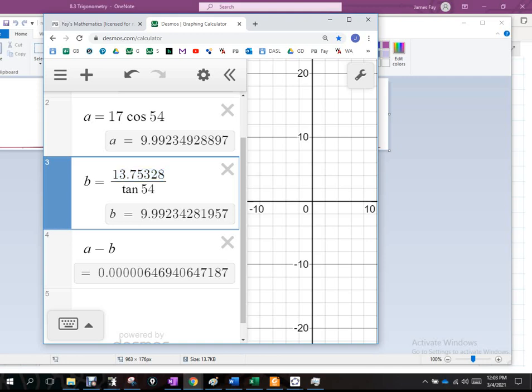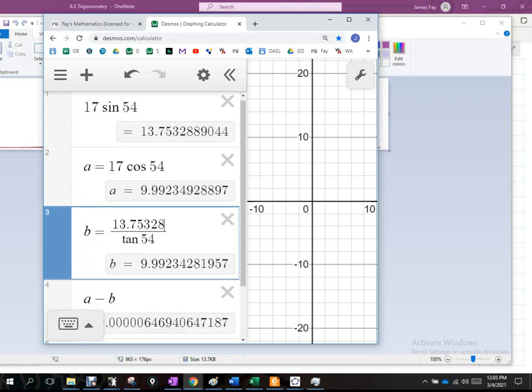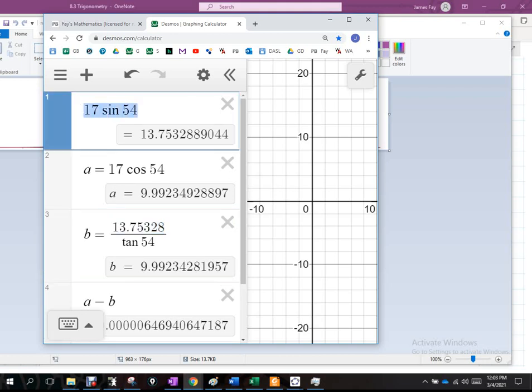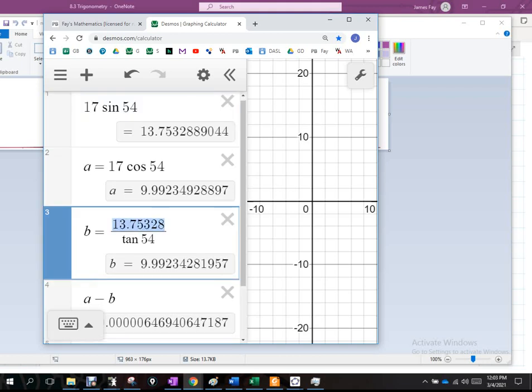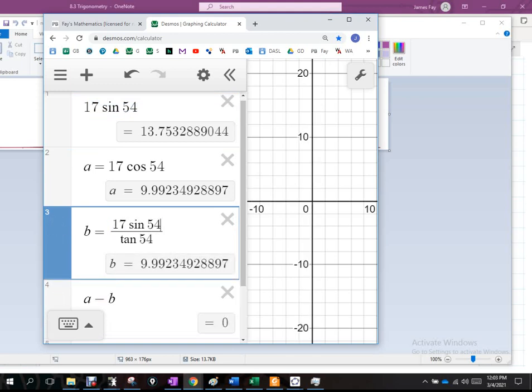Anybody know how I can make this go to 0 completely? Right, this 13.75 number is an approximation of that number. So if I type 17 sine of 54 in, we see that is the exact same distance that we got there. And now the difference between them is 0, because there are no rounded values in that quantity. Does that make sense to everybody?